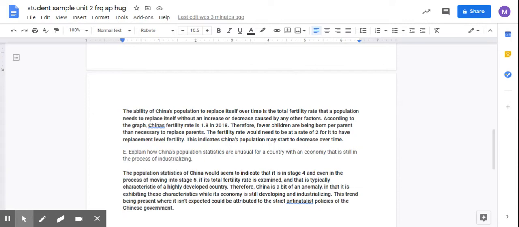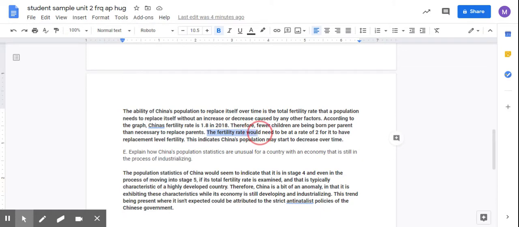So right here, the student says, the ability of China's population to replace itself is that the total fertility rate needs to replace itself with an increase or decrease caused by other factors. According to the graph, China's fertility rate is 1.8. So right there, the student is using information from the graph. Perfect. Therefore, fewer children are being born than necessary to replace parents. Excellent. Because you need 2 people to have a child, at least. Because you have to assume that not all of those people are going to go on and have kids. Some of them won't get married, or some will get married and not have children.